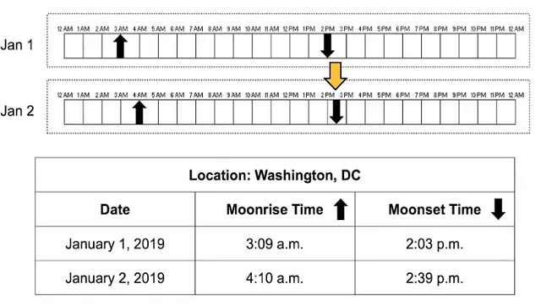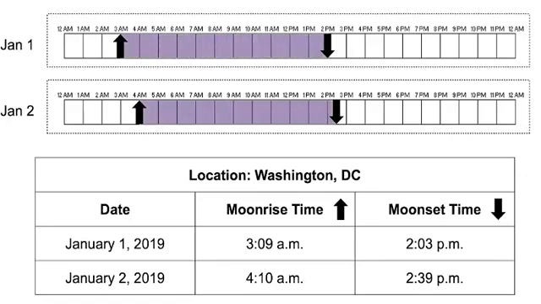How can we show the total length of time the moon is visible on the timelines? I know. Let's color in the space between the moonrise and moonset times on both days. Great work.